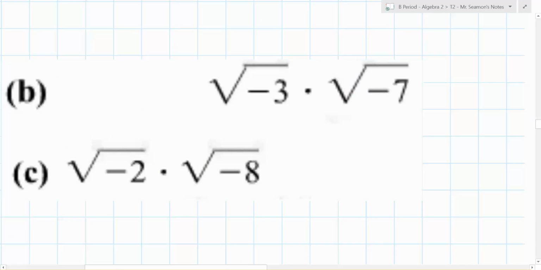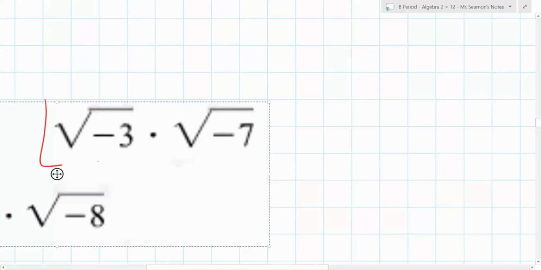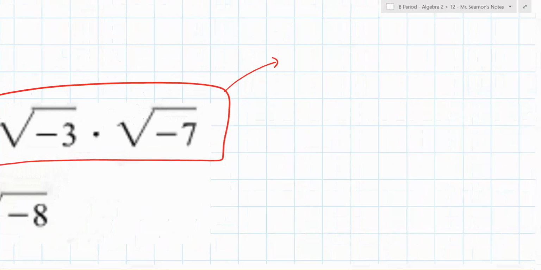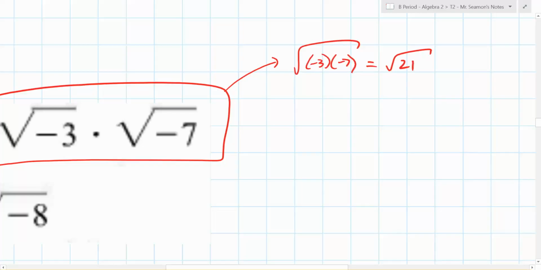Okay. So let's take a look at these. So what does this mean right here? The square root of negative 3 times the square root of negative 7. Let's talk about one way to do it. Since it's the square root times the square root, what does that equal? The square root of negative 3 times negative 7. And we can't really simplify that, right? What's another way to look at this?